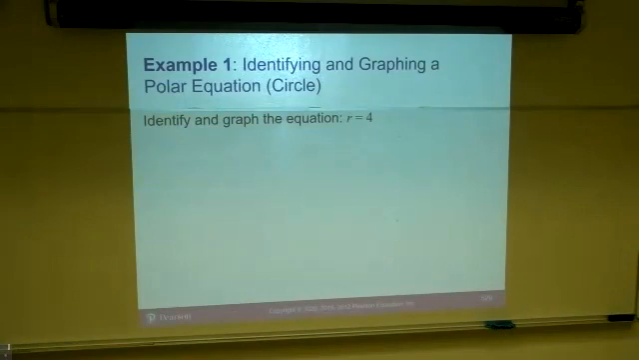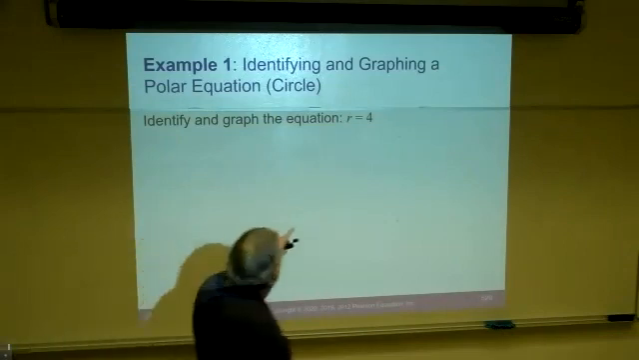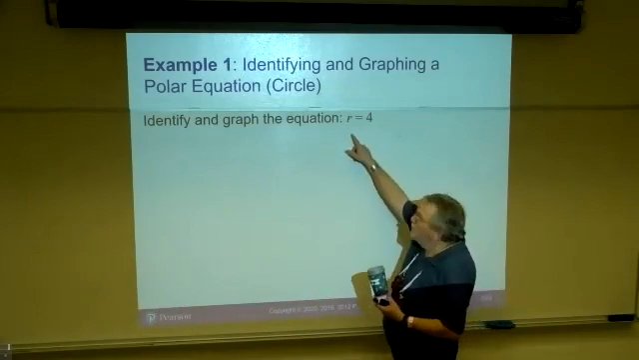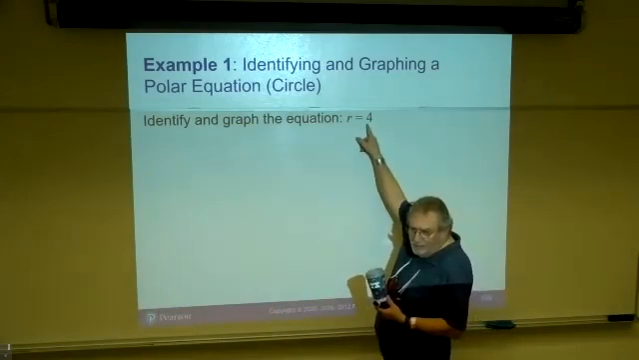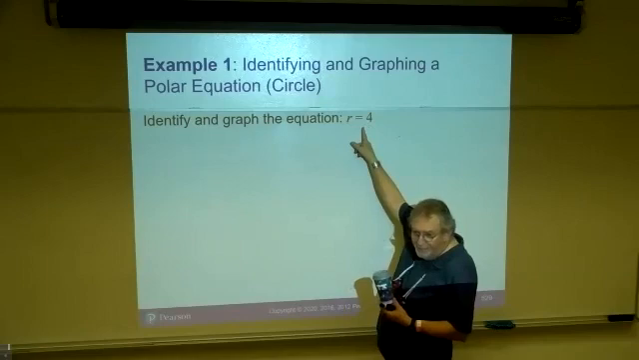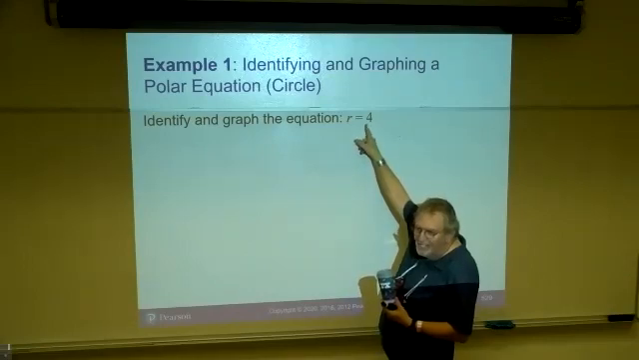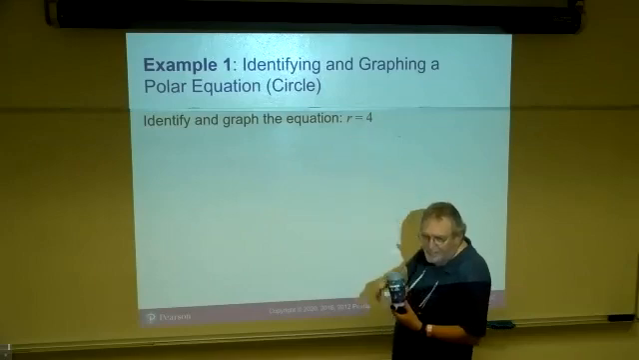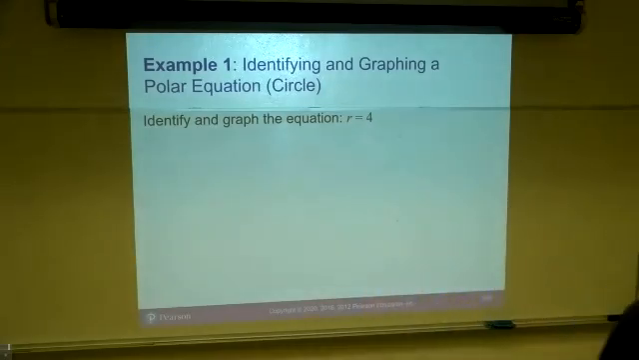Identifying the graphed equation r equals 4. What is r? The radius. So what is it saying? The radius of the circle is 4. So what does this graph look like? You just said it. If the radius is 4, then what is it? It's so basic. You're thinking it can't be that, right? But it is. It's a circle with a radius of 4.